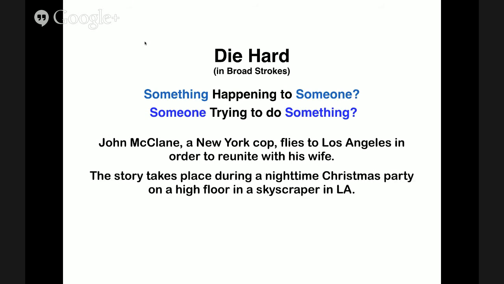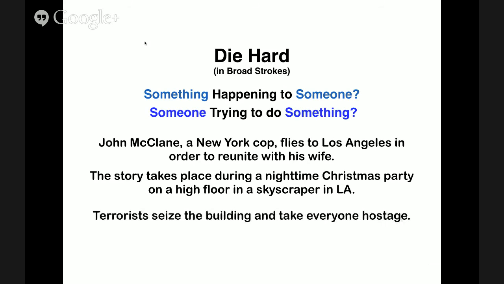It's not Christmas Eve, as I once thought. I looked at it again. It's a Christmas party on a high floor in a skyscraper in LA. The skyscraper's right down the block from me. I love watching it as I drive by. The terrorists, led by Hans Gruber, seize the building and take everyone hostage.